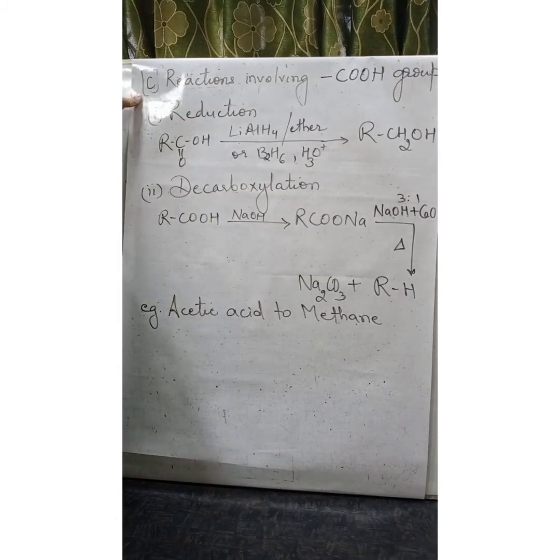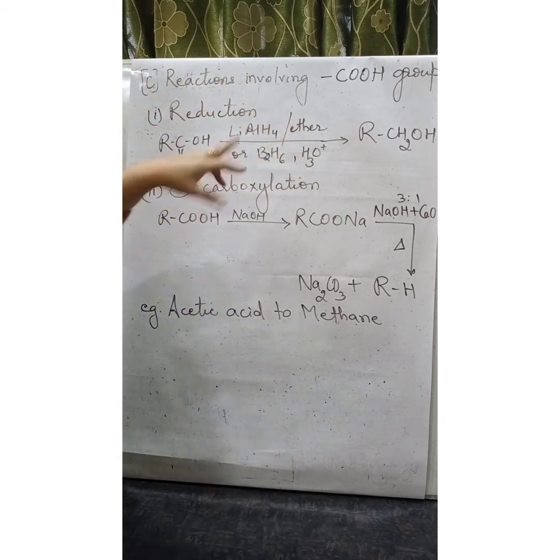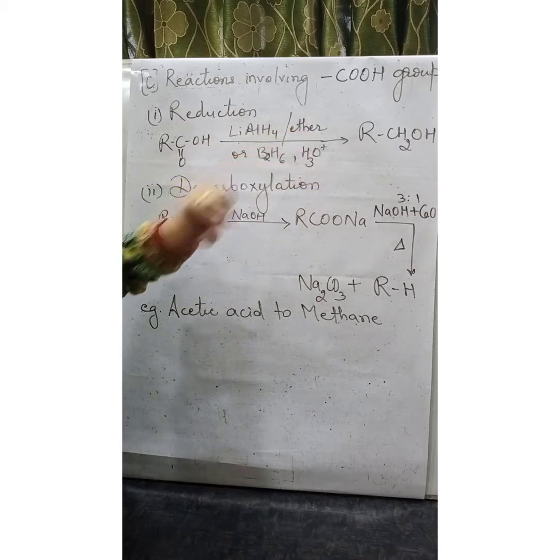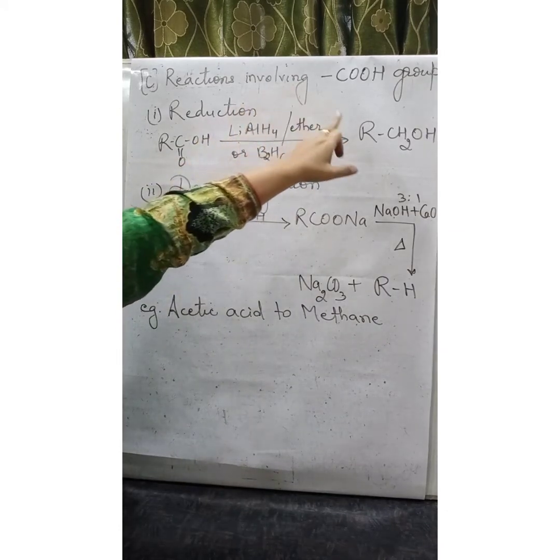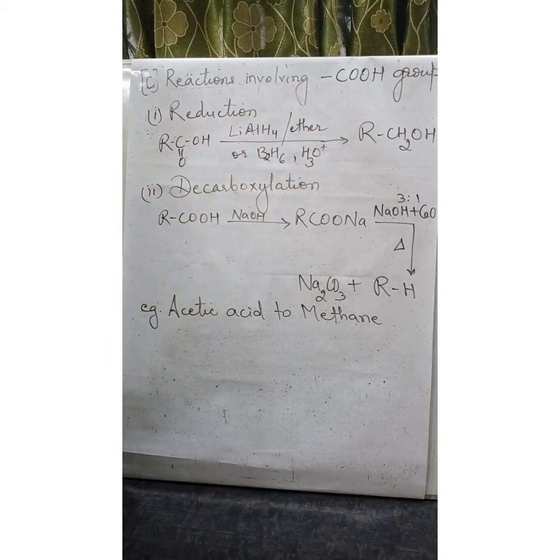Reaction involving COOH group. First one is reduction. Carboxylic acid in presence of common reducing agents like lithium aluminium hydride in presence of ether, diborane etc. gives directly 1 degree alcohol.